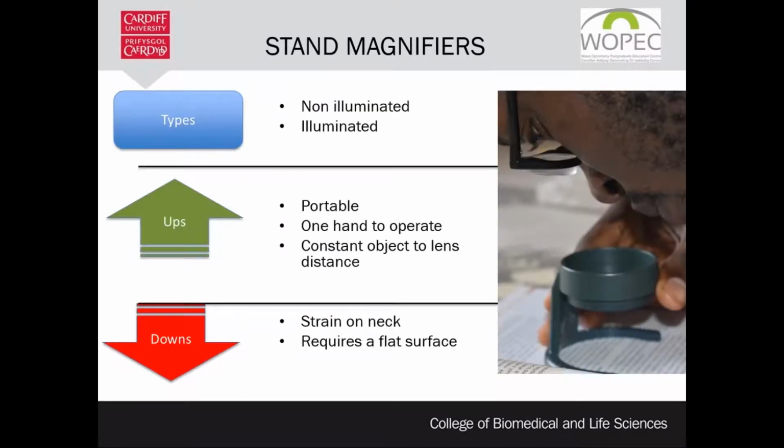We'll move on to stand magnifiers. They also come with illuminated and non-illuminated forms. They have a slight advantage above the hand magnifiers because they have a stand and you don't need to keep it hovering like a spacecraft. It is also relatively portable. To look through a hand magnifier, you may have to put a curve on your back and neck, which can be very strenuous, and it requires a very flat surface for it to work well.